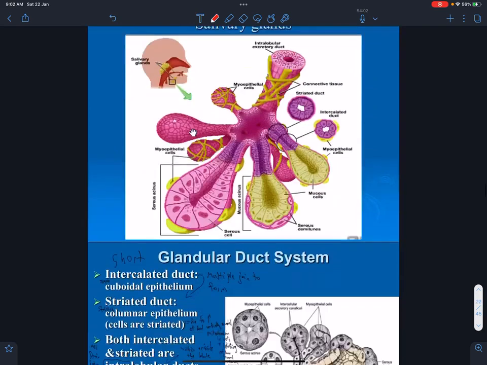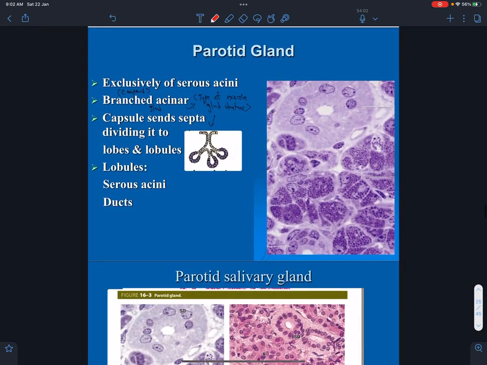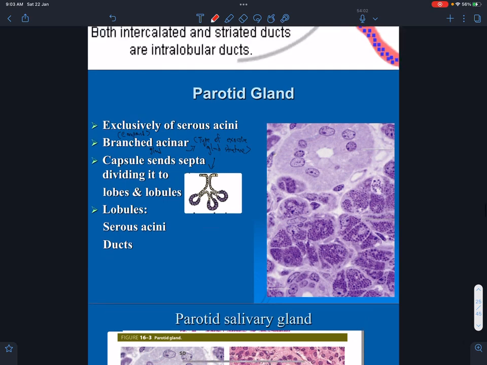Now we want to go into specifics for each gland: the parotid, the submandibular, and the sublingual gland. Now, let's start with the parotid gland. Your parotid gland secretes saliva, right? But is it serous or mucous?